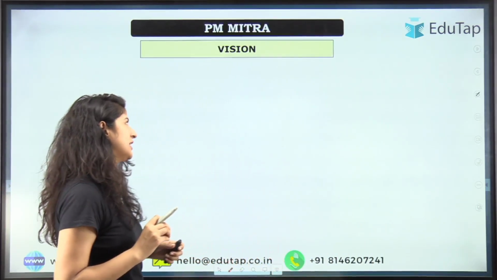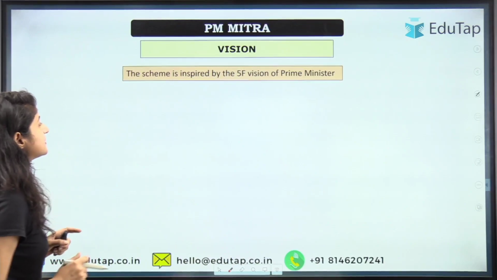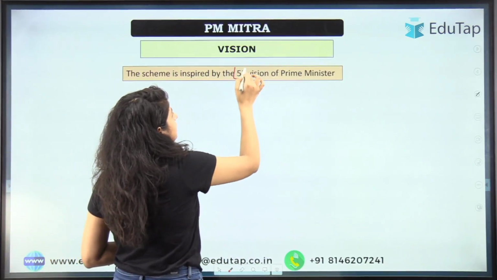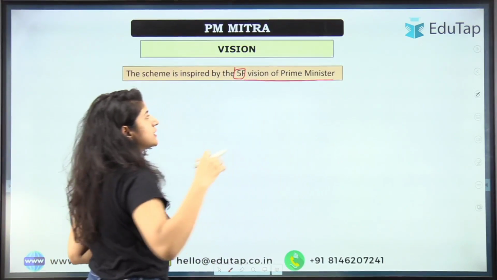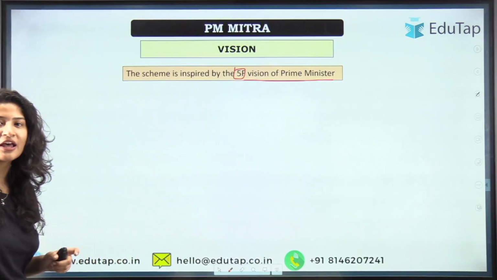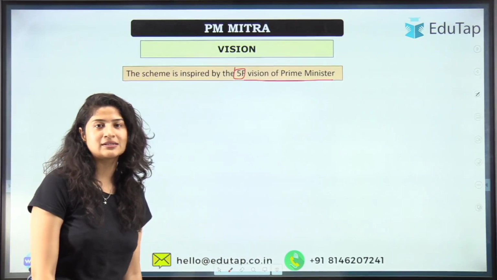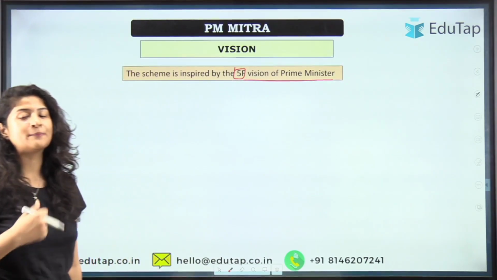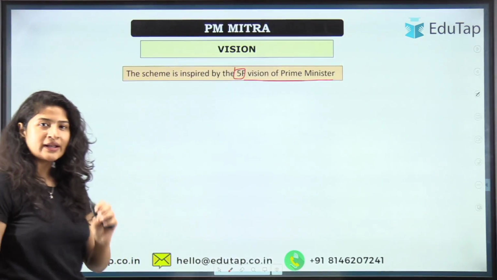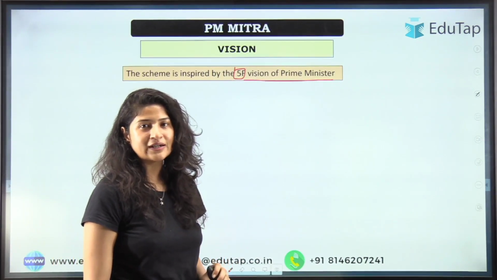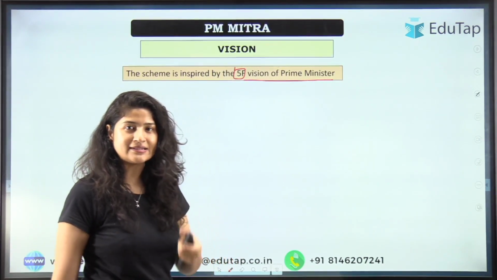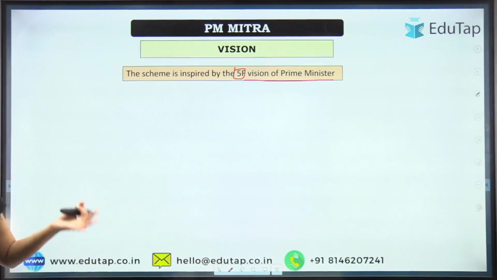And what is this vision? Now let's understand. So the scheme is inspired by the 5F vision of the Prime Minister. So there are 5 steps, and all of them start with the letter F, and that is the 5F vision of the Prime Minister. Now let's understand what the vision is. So see, the most common example of any cloth, we will take that of cotton. Okay, so that will be easier to understand. So first you have to get cotton to make apparel, right?